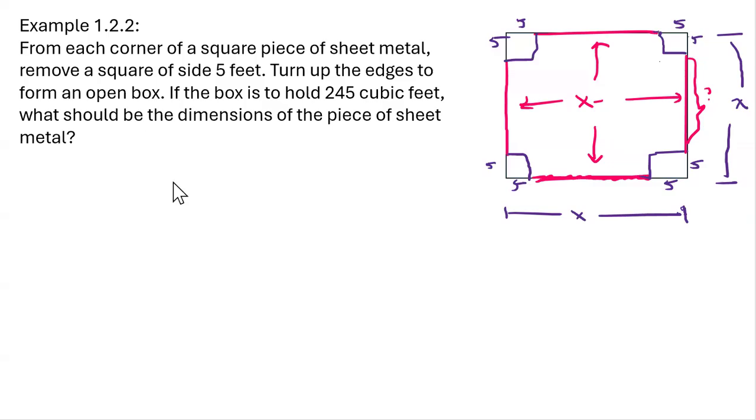All right, so this problem says from each corner of a square piece of sheet metal, remove a square of side 5 feet, turn up the edges to form an open box. If the box is to hold 245 cubic feet, what should be the dimensions of the piece of sheet metal? Again, this is the same thing as the last one, but just using different numbers.